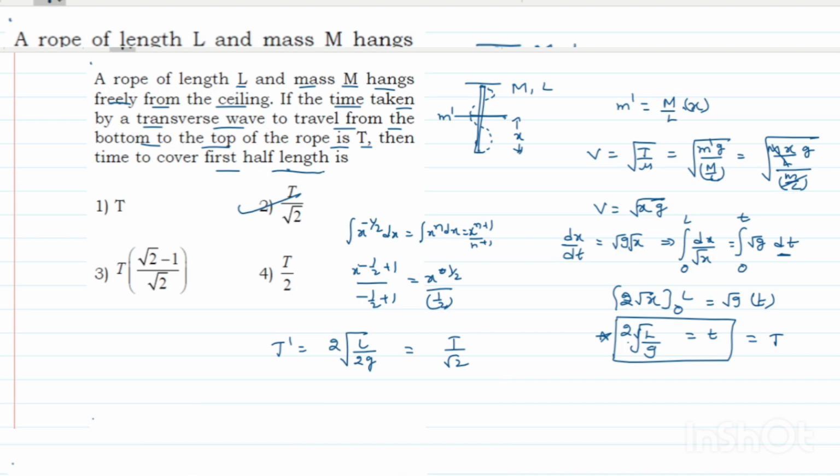So this is the velocity you can take at a given distance, and in coming problems also, the time taken to reach from bottom to the top is 2 into square root of L by g. Let us see the next question.